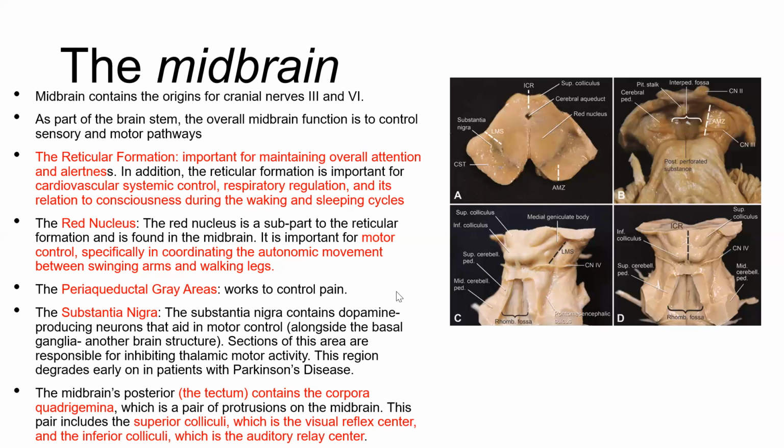And the midbrain tectum, you can see the corpora quadrigemina, the superior and inferior colliculi. Can you see over here? These are these things. The corpora quadrigemina include the superior colliculus, which is affiliated with the visual reflex center, and the inferior colliculus, which is the auditory relay center.